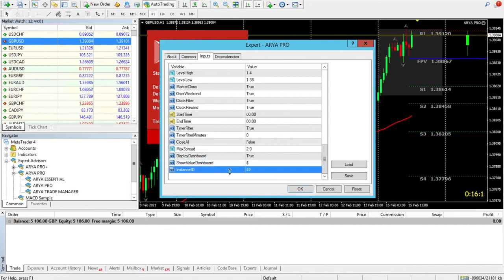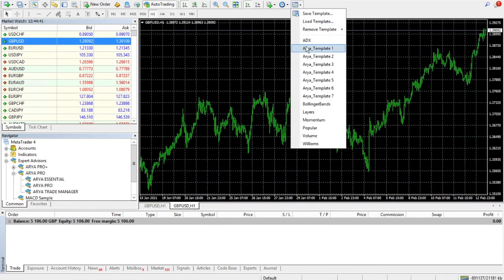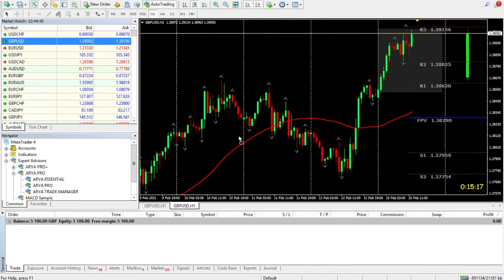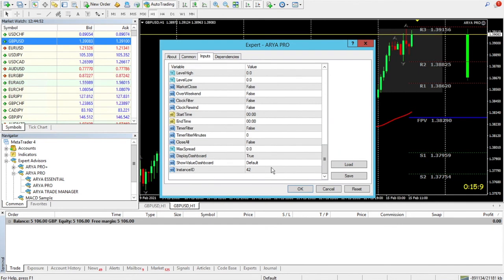And finally, the instance ID allows you to run multiple trades with ARYA Pro on the same asset. However, the second trade can only be taken using a second chart and when the first trade has secured its break-even. With ARYA Pro, the default number for the first trade is 42. To launch a second trade, open a second chart on the same asset and choose your template. Activate ARYA Pro on the asset, input all the parameters that you would like, but in instance ID, perhaps choose 43. Once the first trade is secured, ARYA will automatically launch the second trade.